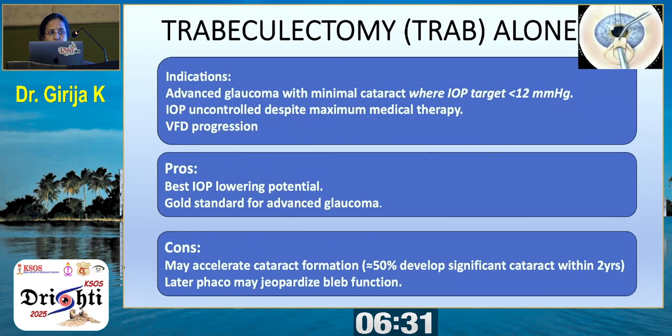And a phaco after a trab can jeopardize the function of the bleb. But when there is very uncontrolled IOP, it's always better to do a trab. I will come to that later.